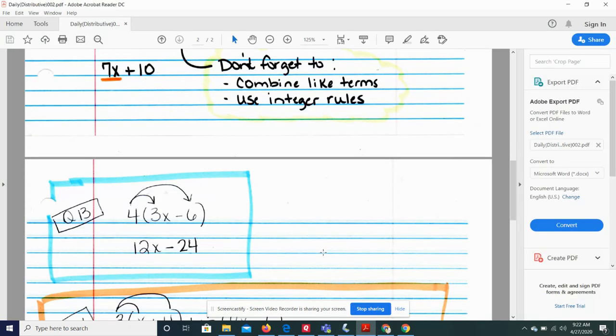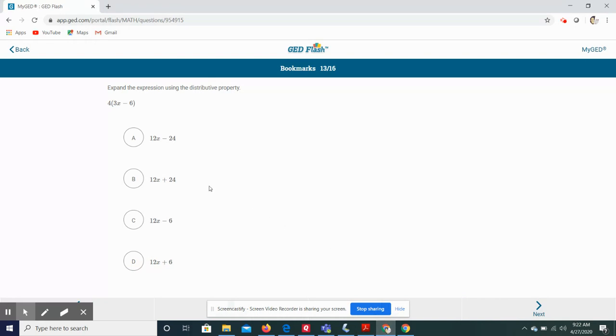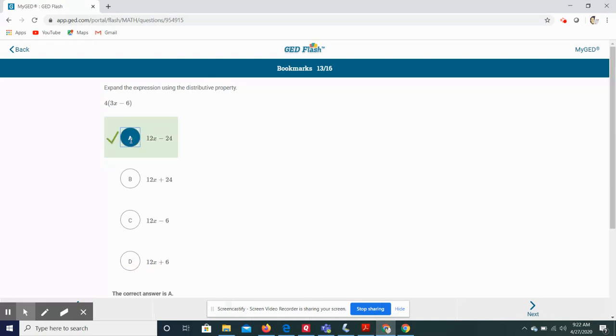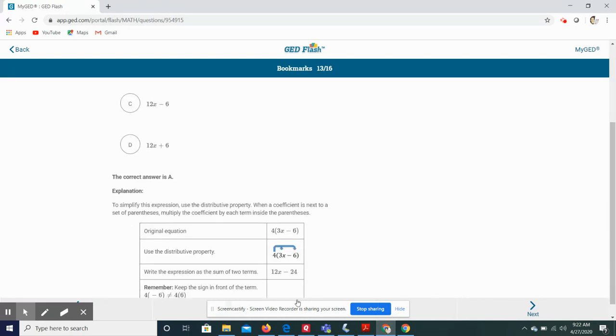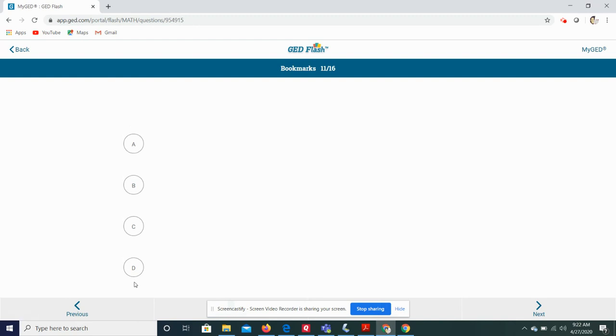Okay, so here's where I worked it. 4 times 3x, 4 times 3 is 12, so 12x. And then 4 times negative 6 is minus 24. And that is your answer. So 12x minus 24. And then we're going to come back over here and do this. There's one more right here. This right here, this is one where we're doing 2. So when it says simplify, that's all you're doing, getting rid of those parentheses.